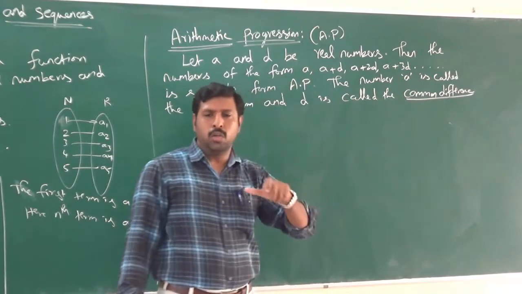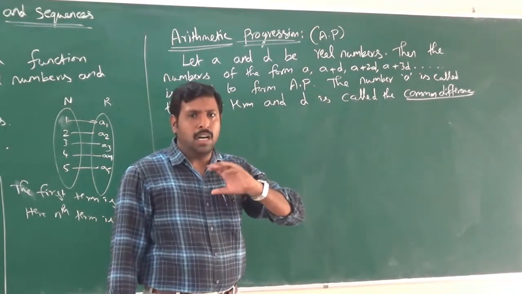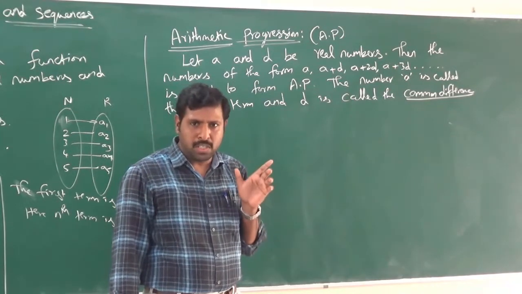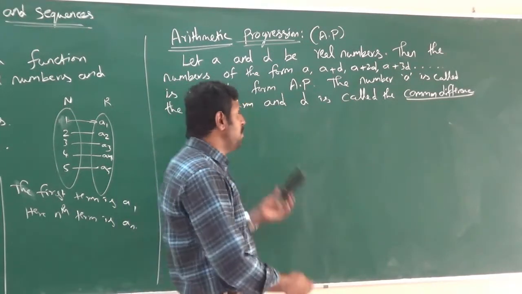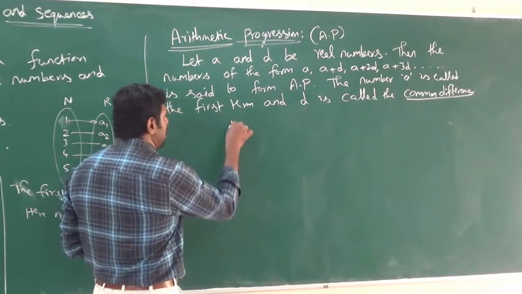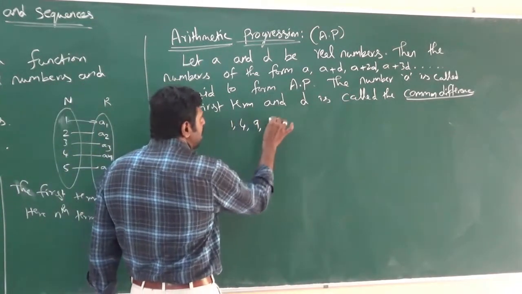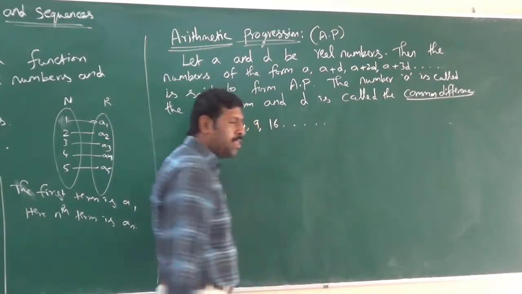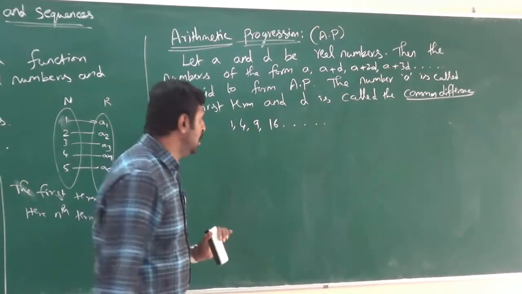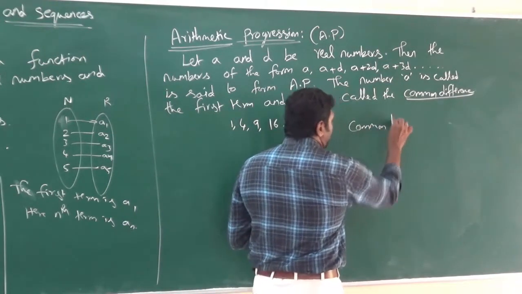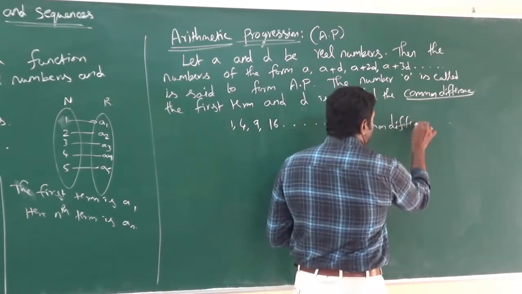So I already told you that sequences are not all APs, but if the common difference is equal, then we can say it is an AP. Suppose I take the sequence we first took, 1, 4, 9, 16. How to find the common difference here? We have the common difference formula.